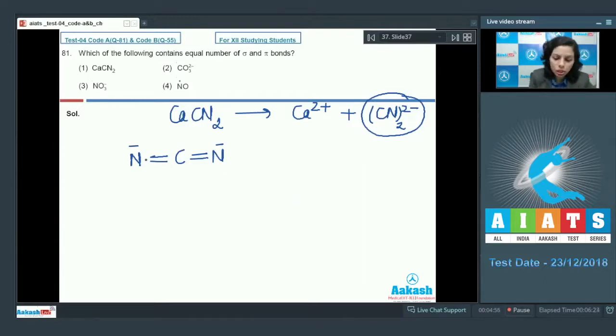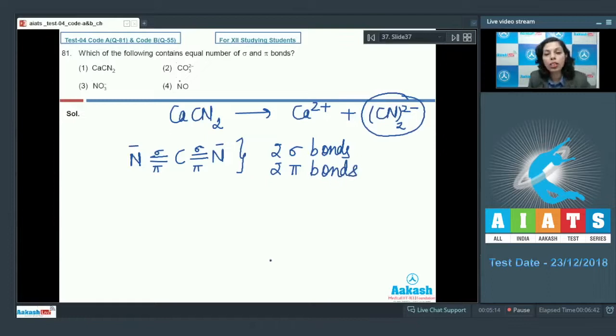If you look at the structure, you will identify that there is a sigma bond between carbon and nitrogen on this side and this side also, and there are 2 pi bonds also. So by looking at the species, you will identify that there are 2 sigma bonds as well as 2 pi bonds. Equal number of sigma and pi bonds are present here, but in case of carbonate ion, by checking its structure you will identify that equal number of sigma and pi bonds are not present. 1 pi bond is there, other sigma bonds are present.